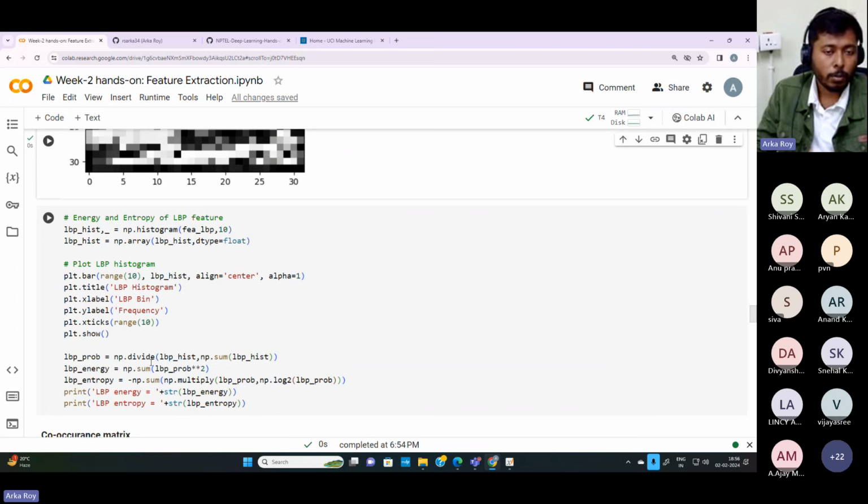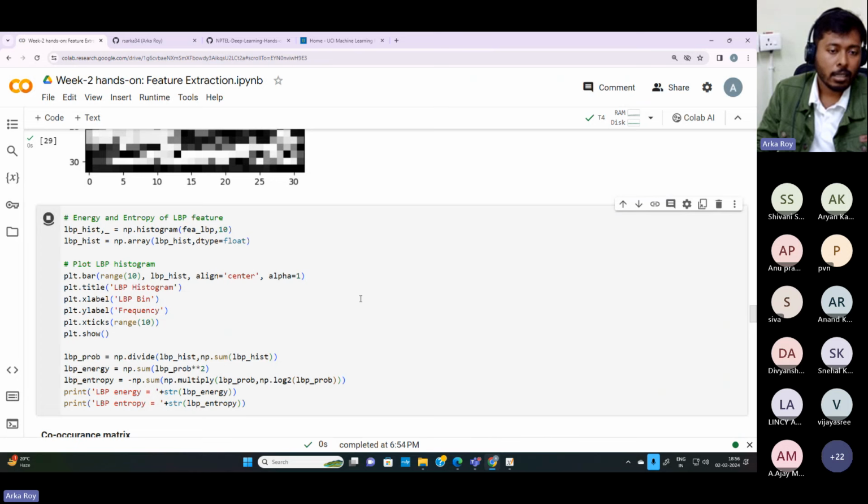And in case of entropy, we basically use Shannon entropy. That means, if P is a variable, minus summation of P log P. Over here, it is the same: P into log P, we multiply this, then take the sum, and there is a negative. So this is the equation of the entropy.